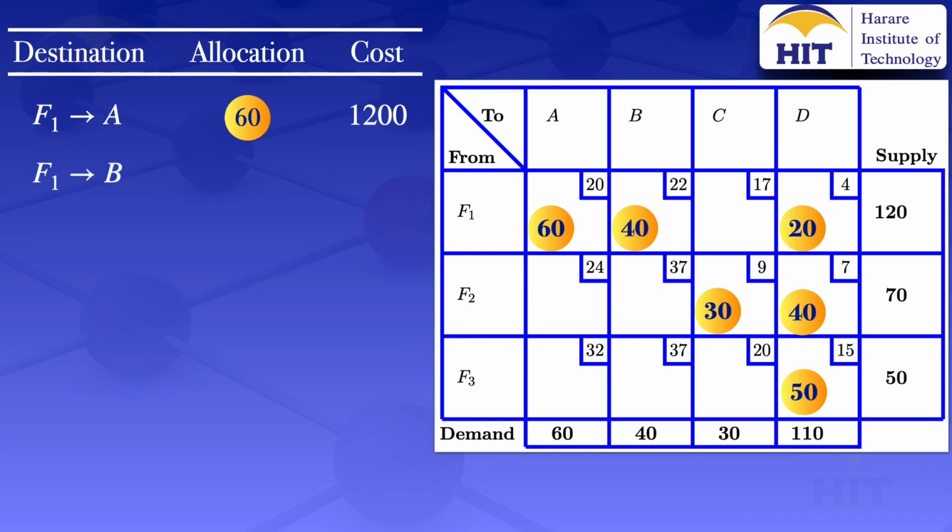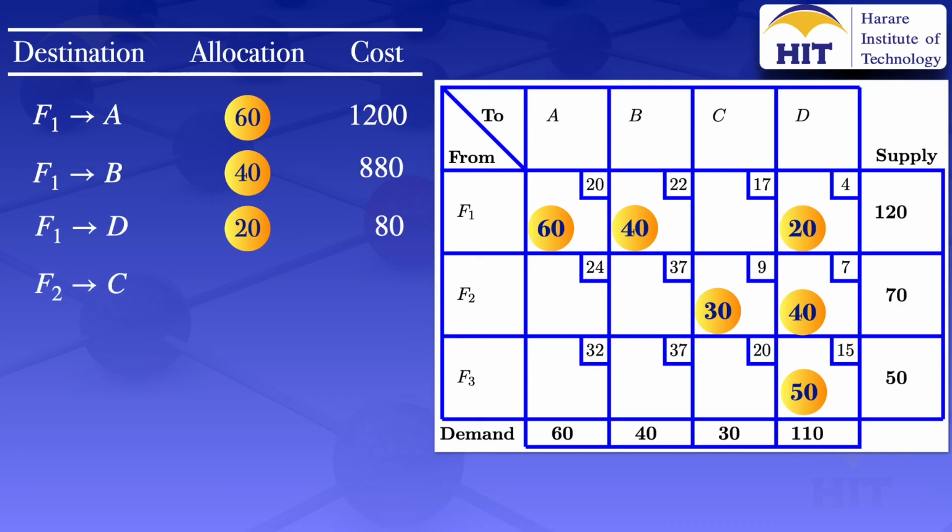From F1 to B, we are allocating 40 units, 40 units at a unit cost of 22. So the cost there will be 40 times 22, which gives us 880. From F1 to D, we are allocating 20 units, 20 units at a unit cost of 4. The cost there will be 20 times 4, which gives us 80.